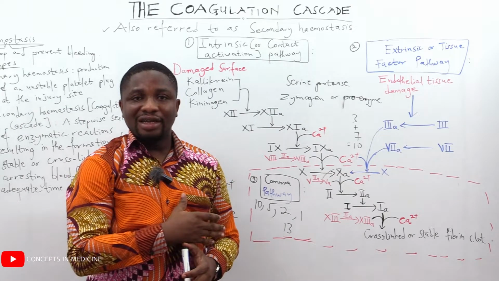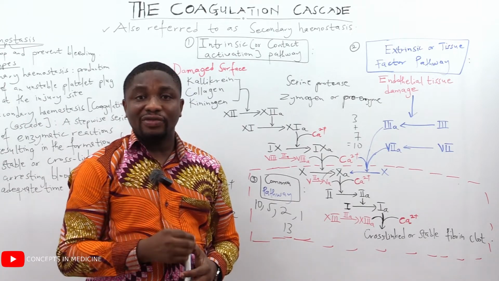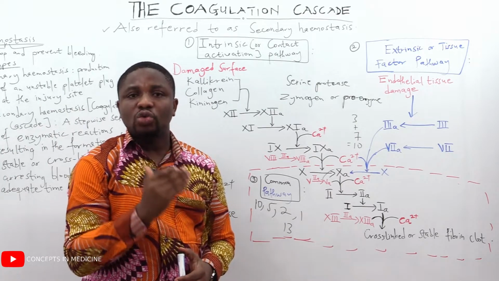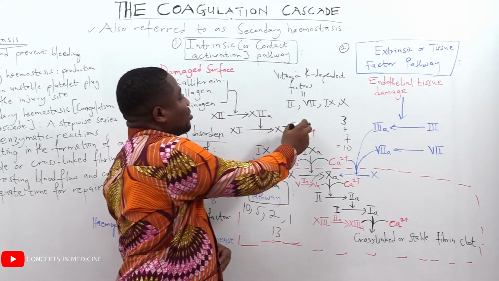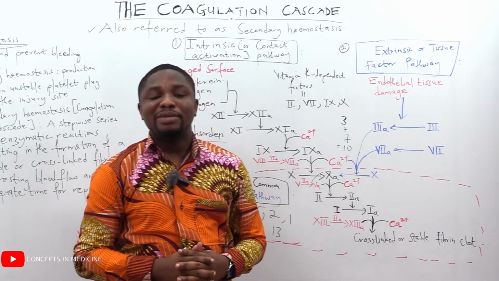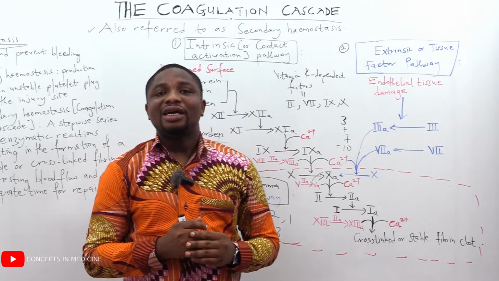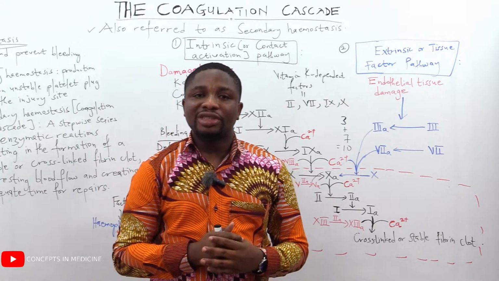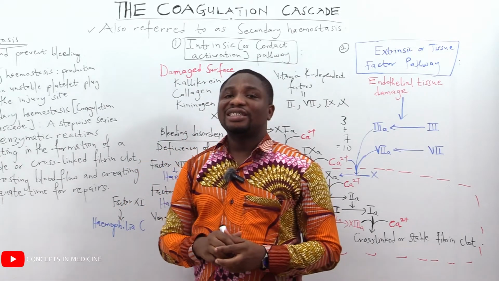To easily remember the first four factors, remember 1 by 2 by 5 will give you 10. So you have 1, 2, 5, 10. That will give us 10, 5, 2, 1, and 13. To add, factors 2, 7, 9, 10 are referred to as the vitamin K dependent factors. Once again, why? Because their function is dependent on the vitamin K dependent gamma carboxylation process. That makes them the vitamin K dependent factors.